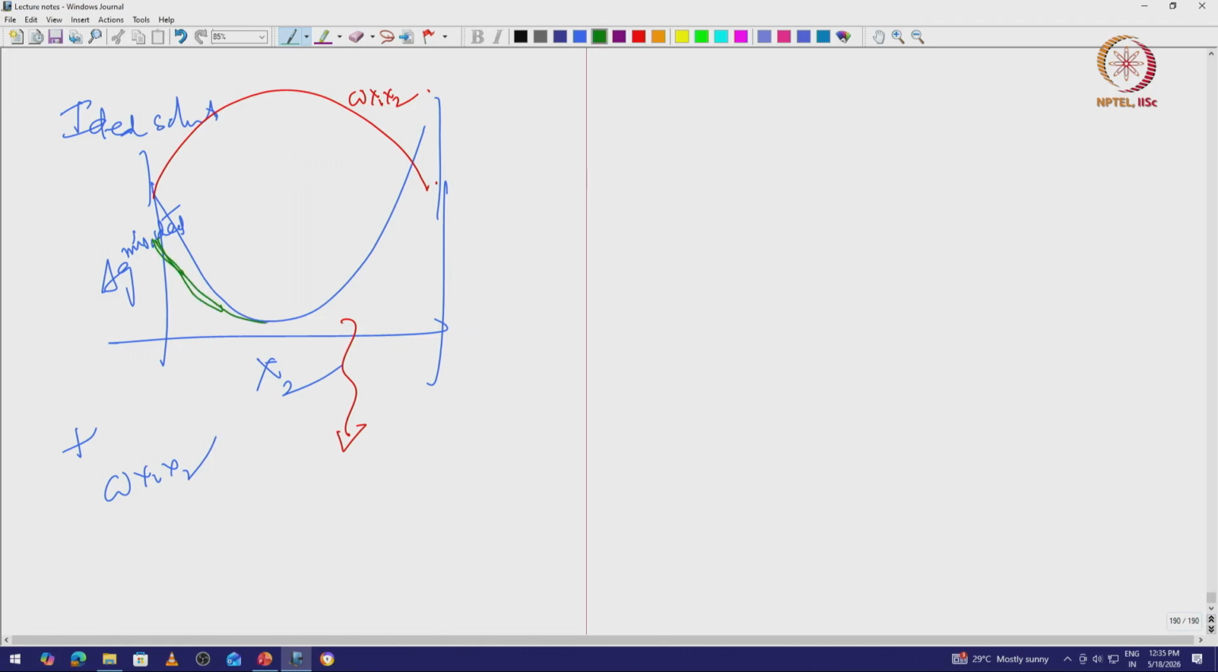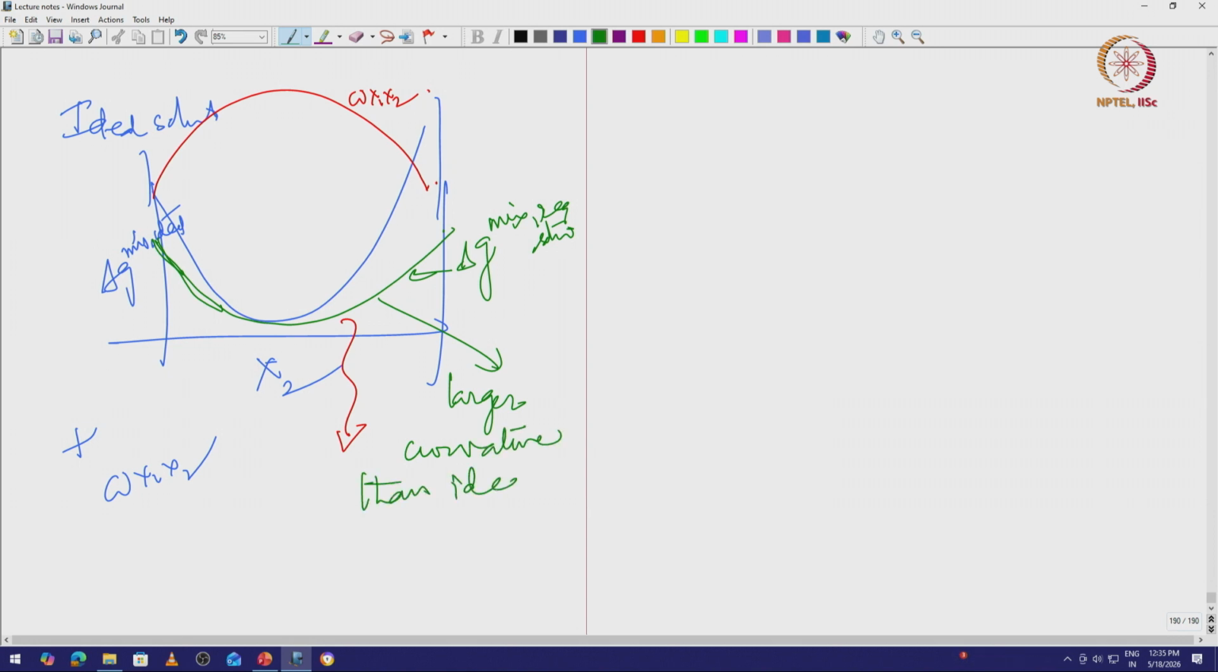Let's not worry about where exactly the delta G is, but this is the delta G mix of the regular solution. The shape of it has a larger radius of curvature than the ideal solution. Curvature is defined as the inverse of radius of curvature, so this is a larger radius, this is a smaller radius. So larger radius of curvature than ideal solution, or smaller curvature. Just to confuse you even more, curvature is the inverse of radius of curvature, so smaller curvature than ideal solution.